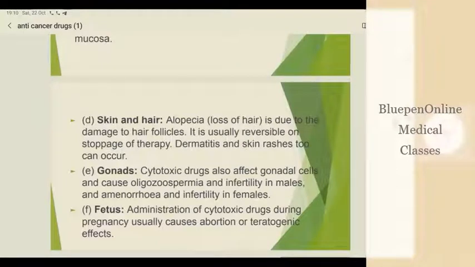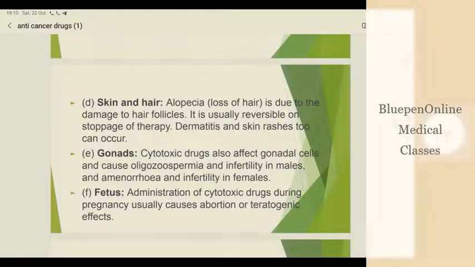Next one is skin and hair. Skin and hair are also rapidly dividing. Alopecia or loss of hair is due to damage to hair follicles. It's usually reversible on stoppage of therapy. Then dermatitis and skin rashes too can occur.